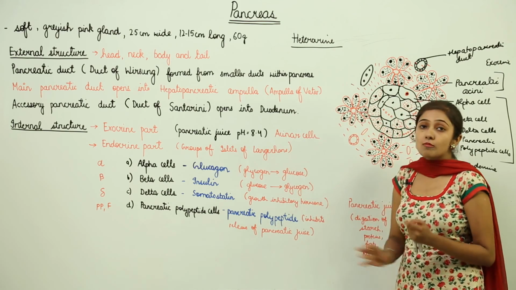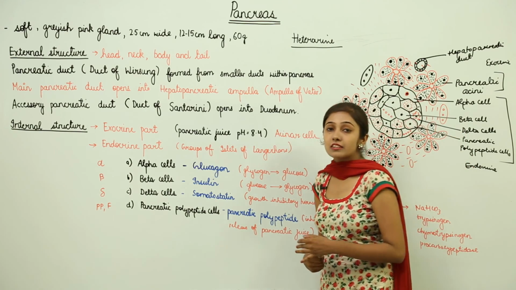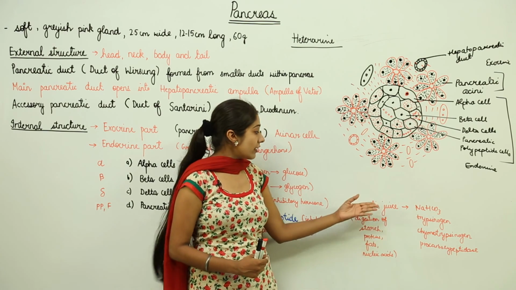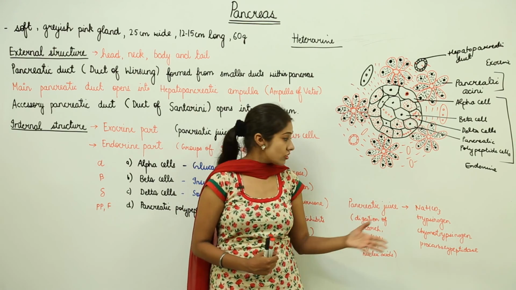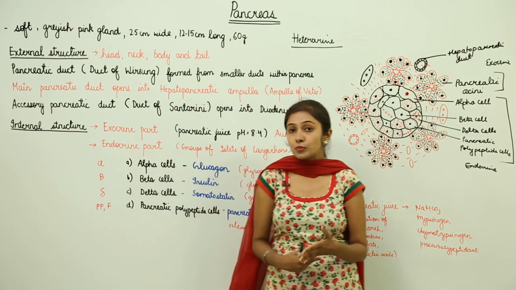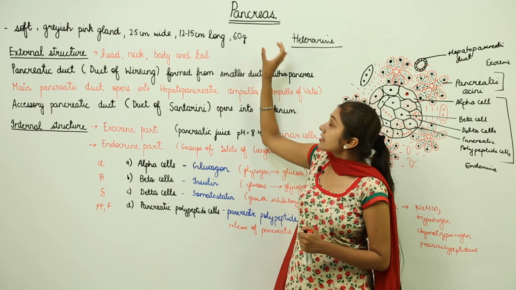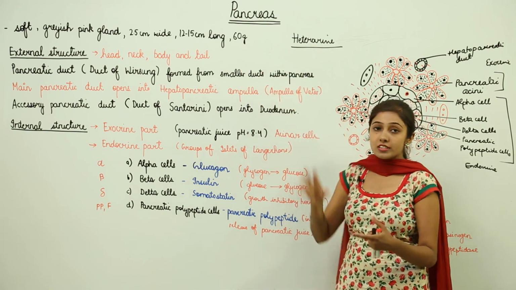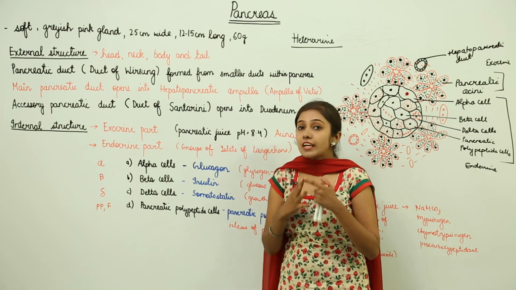So the pancreas forms one of the very important glands that helps in the digestion of starch, proteins, fats and nucleic acids by releasing this pancreatic juice, which is rich in enzymes as well. So the pancreas, this 60 gram gland, is a very important gland when we talk about the digestive system.